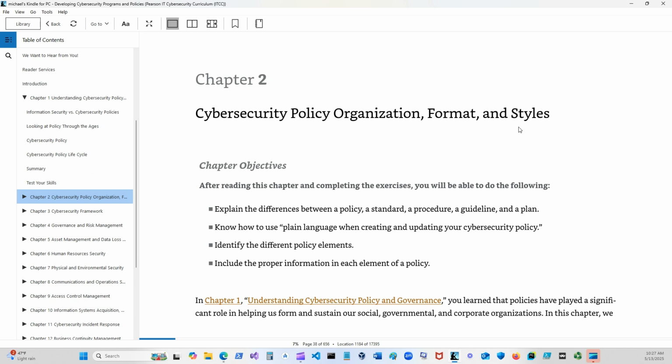Cybersecurity policy organization, format and styles. Okay, so you need to be able to determine whether something is a policy, a standard, a procedure, a guideline, or a plan. Okay, know how to use plain language when creating and updating cybersecurity policy, and this is important.